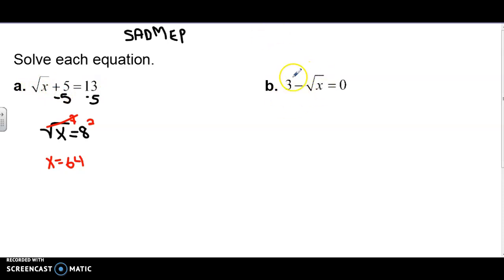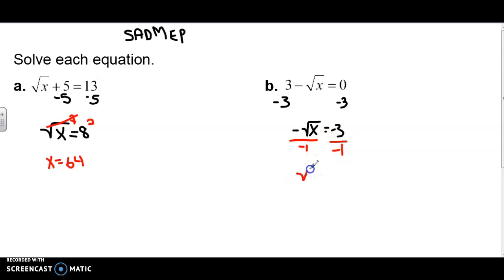So for this problem here, if we look at it, the first thing we want to do is get rid of this 3. So we will subtract 3 from both sides. Then we have negative square root of x equals negative 3. Now, if this were just the square root of x equals negative 3, well then that would mean there's no solution, because the square root of something will never be negative. But we still have this negative sign in front of here to take care of. So the first thing we have to do is divide both sides by negative 1.